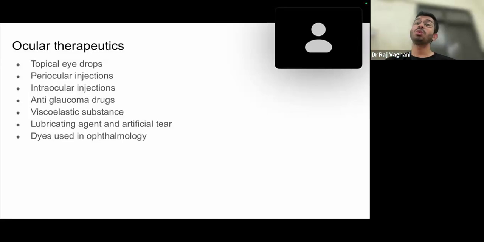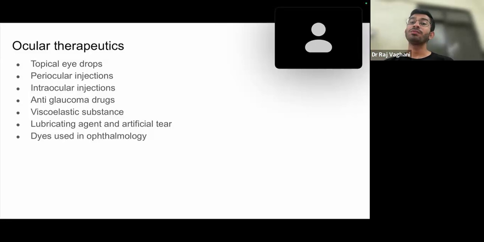Right. So next, moving towards the anti-glaucoma drugs. What are the anti-glaucoma drugs? How to administer them? What is their mode of action? How long will they act? What are their benefits? What are their contraindications? We'll study all this in detail.